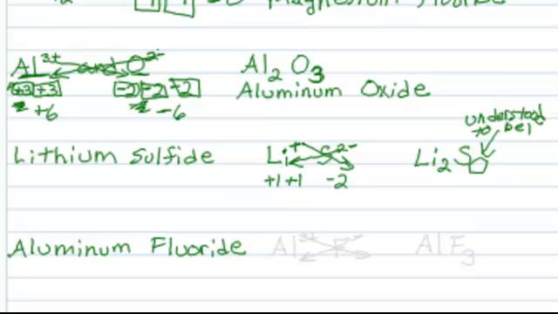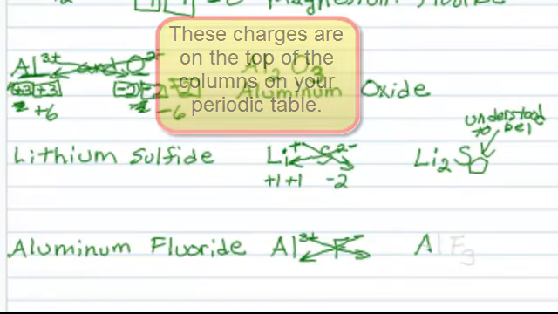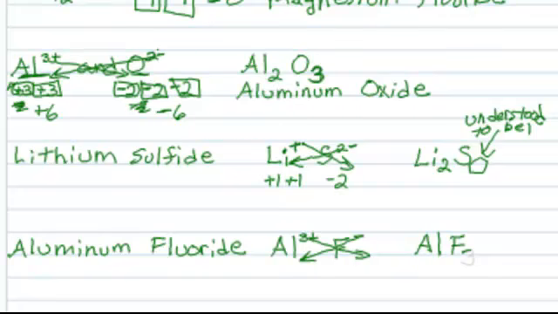Aluminum fluoride. Aluminum is in your +3 column. Fluorine is in your minus 1 column. So if you bring your 1 down here and your 3 over here, you get AlF3.